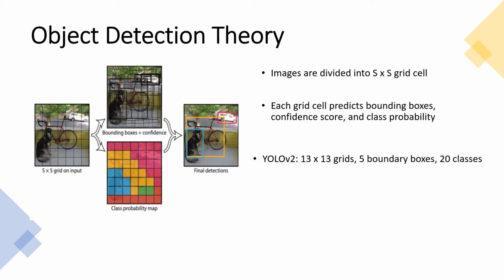Here is the basic theory of how YOLO version 2 detects an object. As you can see on the left, basically an input image is divided into S by S grid cells, and each grid cell is responsible for predicting bounding boxes, confidence scores of each box, and class probability of each box. YOLO version 2 has 13 by 13 grid cells, 5 bounding boxes, and 20 classes of objects.